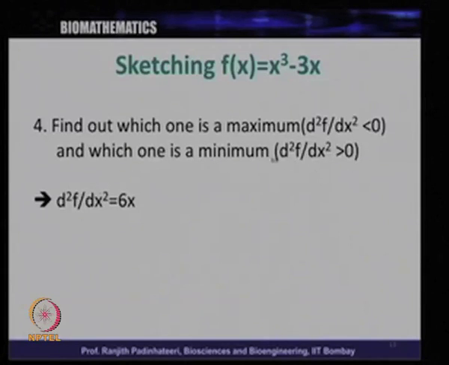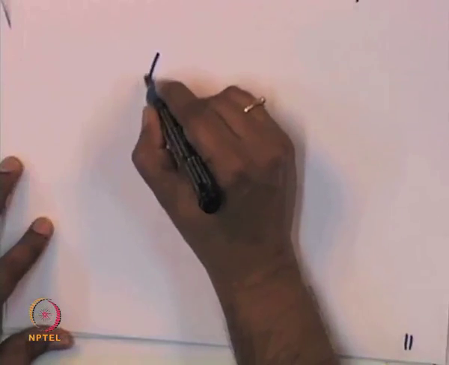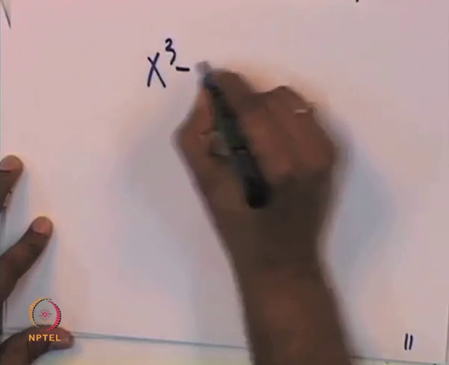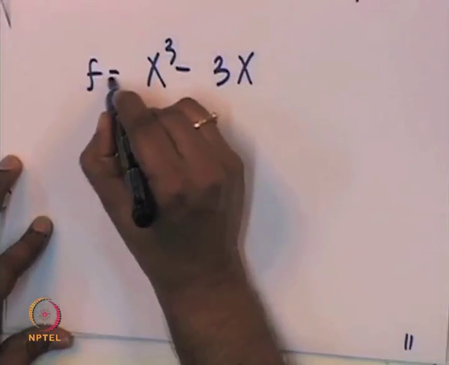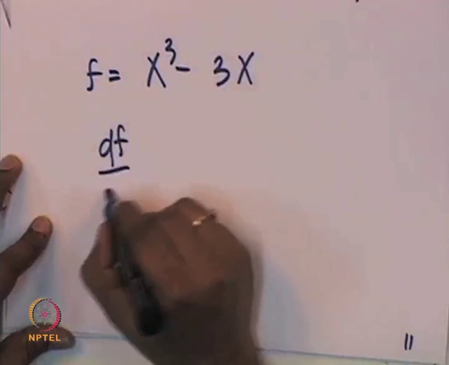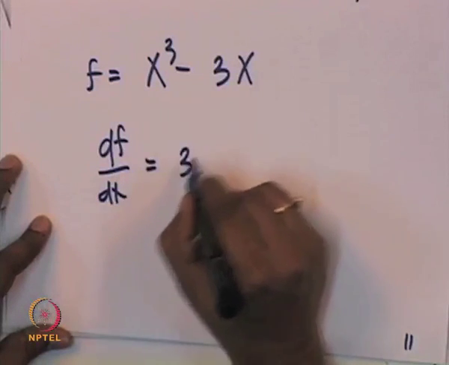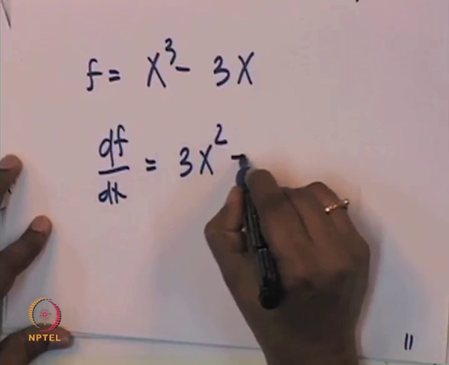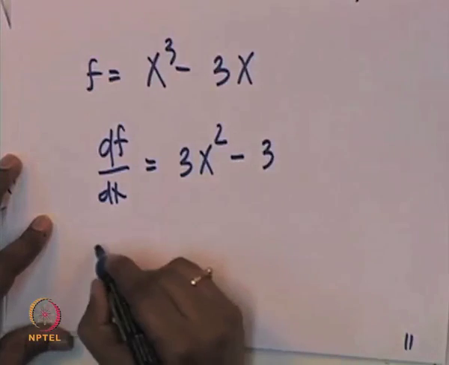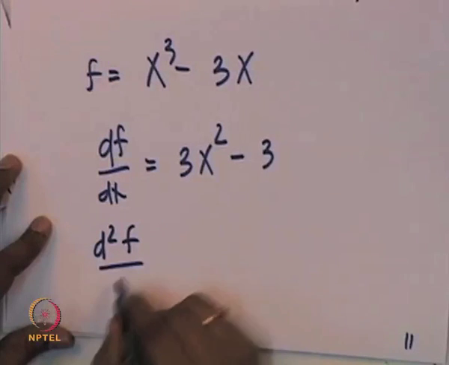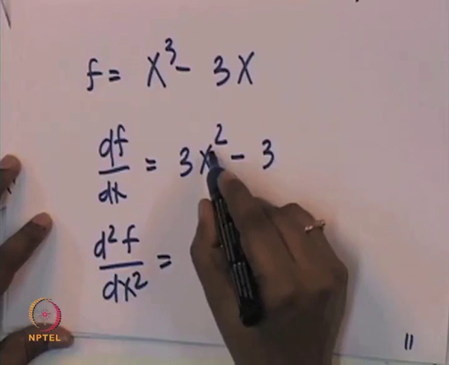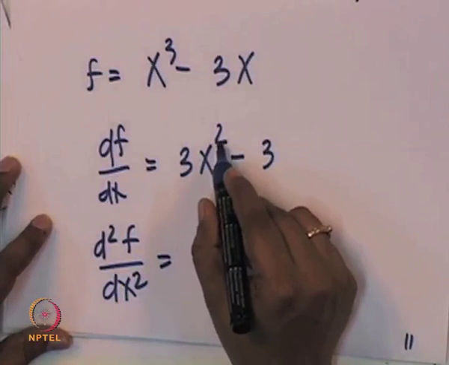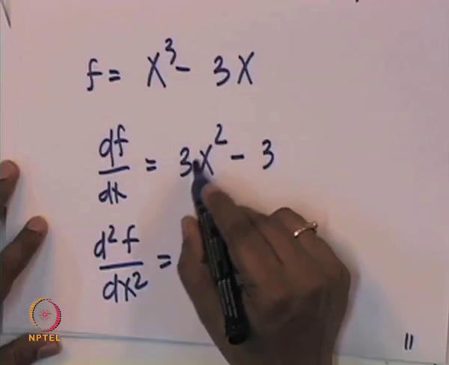So, what we want to find out is d square f by dx square. Let us have a look at it. We have a function f, x cube minus 3x, and we found that df by dx is 3x square minus 3. For d square f by dx square, we take another derivative of this. What is the derivative of 3x square? X square has a derivative 2x, so 2 into 3 is 6.